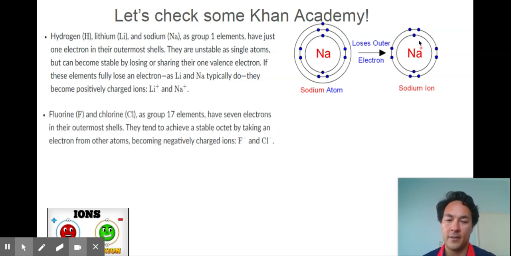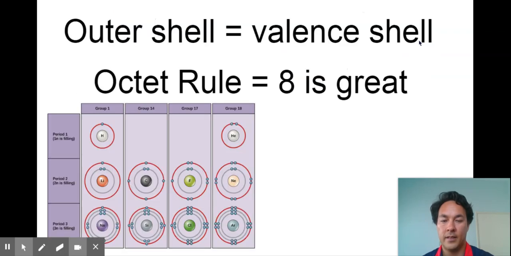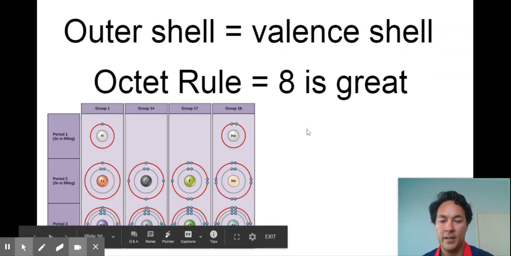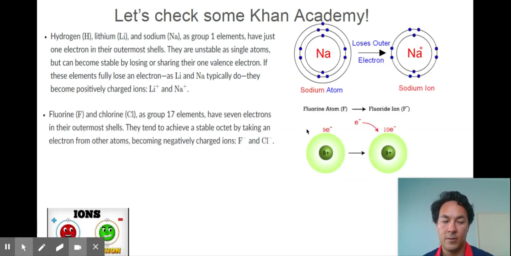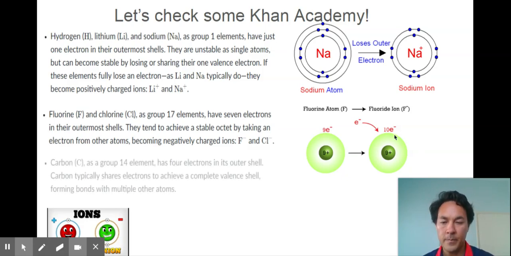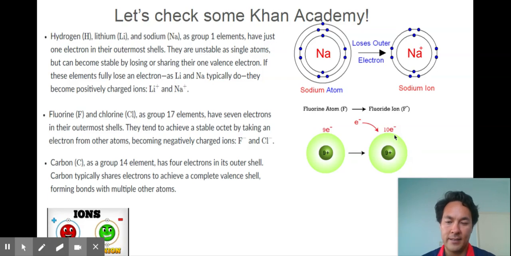Fluorine and chlorine are group 17 elements. They have 7 electrons in their valence shell, and they want 1 more. So let's look at the picture. Here is fluorine and chlorine. And so they want 1 more, so they could get it from sodium or lithium. And so here, fluorine is going to gain that extra electron. It's now going to have 8 in its outer shell, and it's going to be negatively charged, and it's called an anion.